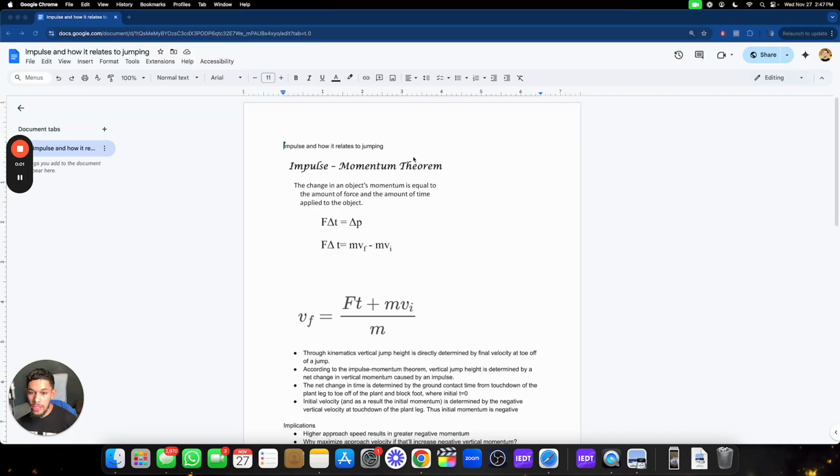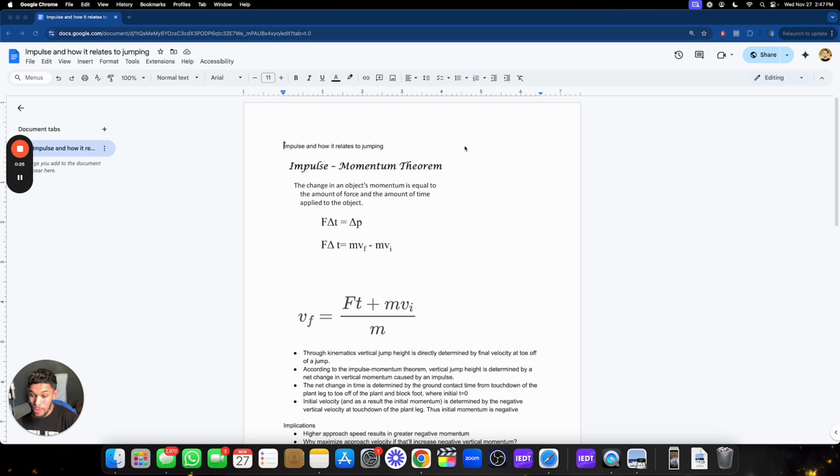What's up, everybody? Today we're going to be talking about impulse and how it relates to jumping. This is literally the most important physics equation because it has a direct one-to-one correlation to vertical jump height. So the higher your impulse, the higher you're going to jump. And everything we do in terms of training and jump technique is geared towards maximizing impulse.